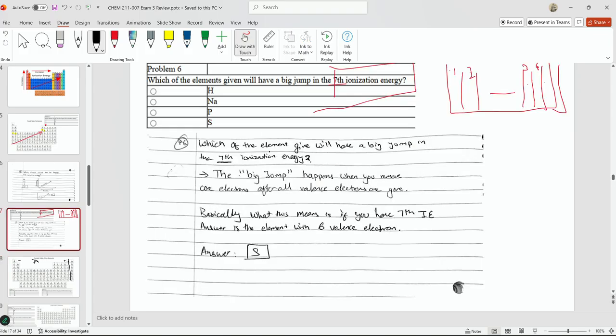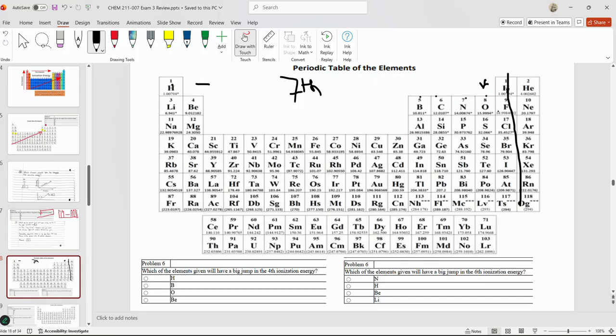Whatever element is in that group is the answer. For instance, the question was which one has the biggest jump in seventh ionization energy? The element you select for the answer is S, because that's the only option here. If that makes sense. So you don't necessarily have to calculate anything. If it says seventh, you just go to the group with 6 valence electrons and select the element from there. So it's always one less.